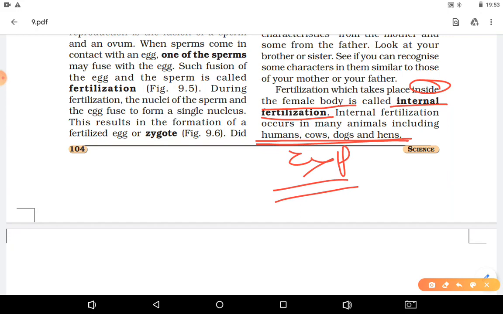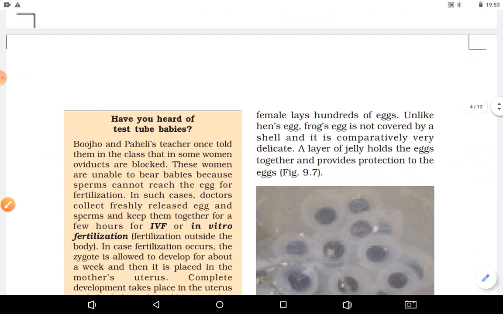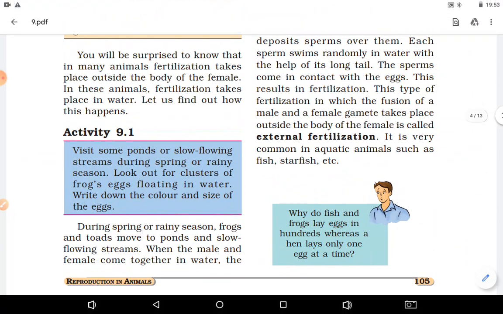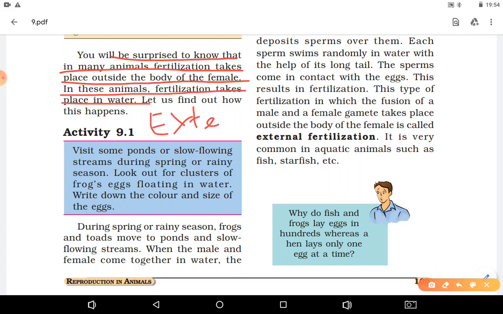Similarly, if it is taking place outside the body of the female, that is known as the external fertilization. This type of fertilization, where the fusion of gametes takes place outside the body of the female, is known as the external fertilization.